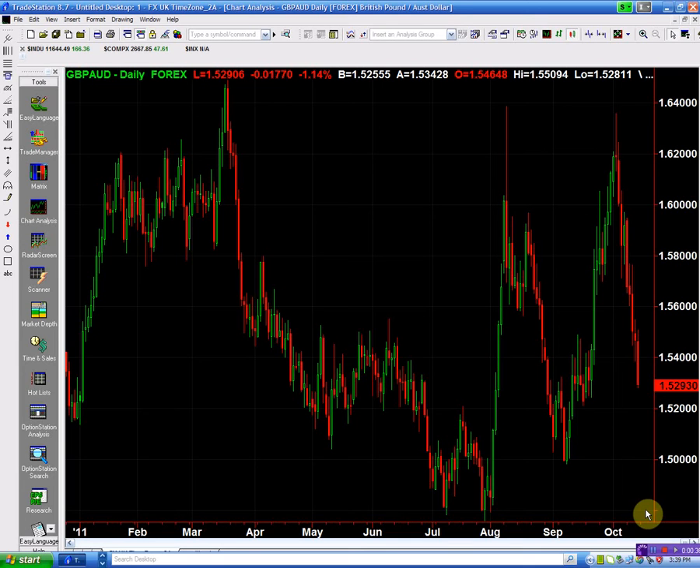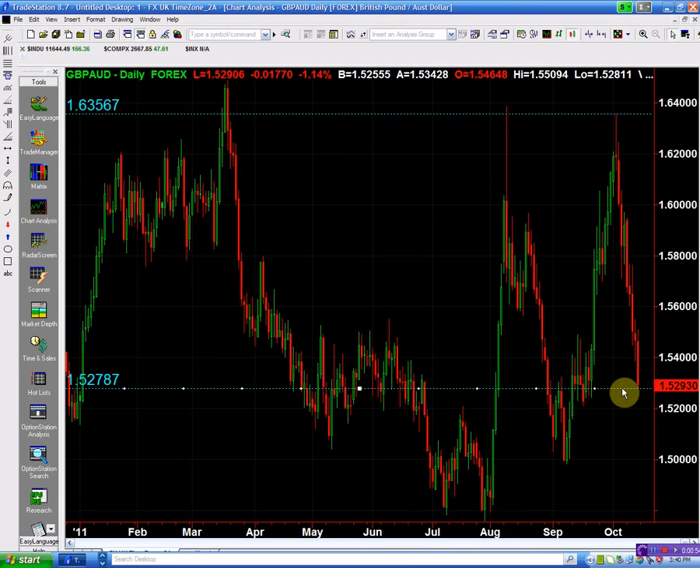But if you look at this chart, this thing sold off from 163 somewhere. It came off 1,000 pips, 1,000 pips in the span of less than 2 weeks. This is quite an exaggerated move, and by that I mean a big move, if you will.